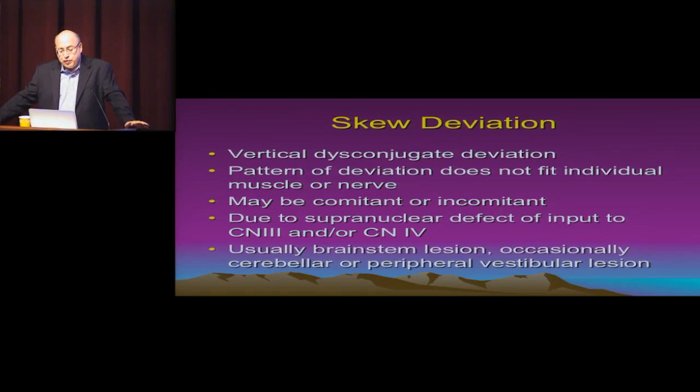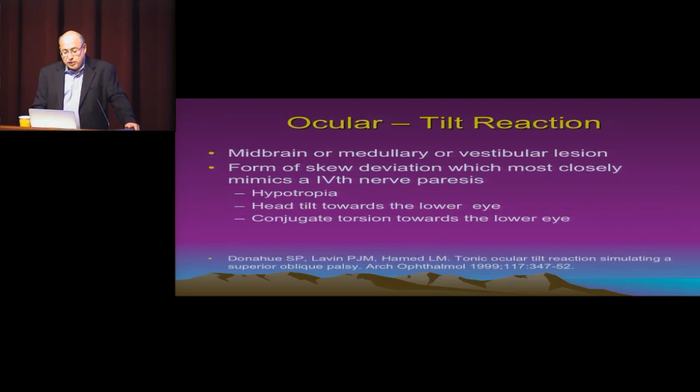And it's due to a supranuclear defect of input to the muscles or nerves that move the eyes vertically, which is the third and fourth. So it's most often a brainstem lesion, but it could be cerebellar or occasionally peripheral vestibular even. So the most famous skew deviation is called the ocular tilt reaction. And this mimics a fourth nerve palsy. So it's a lesion in the midbrain or medulla, or actually even in the inner ear, in the vestibular system.